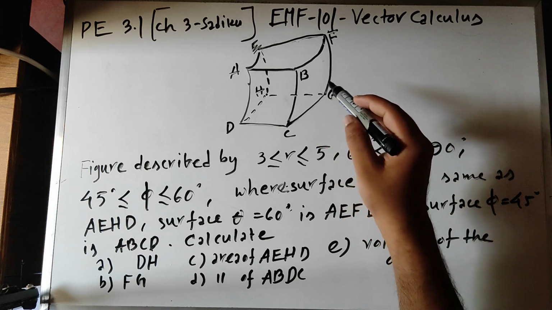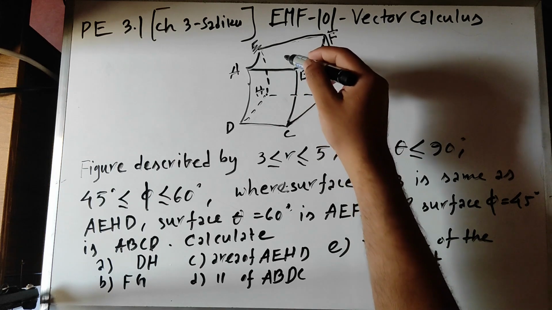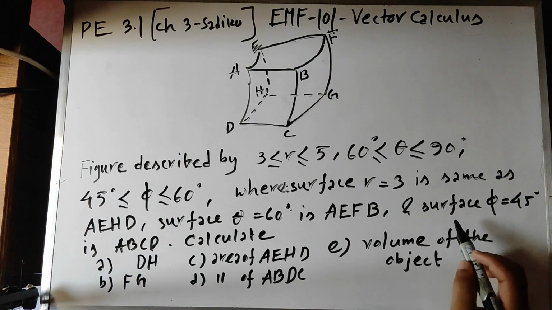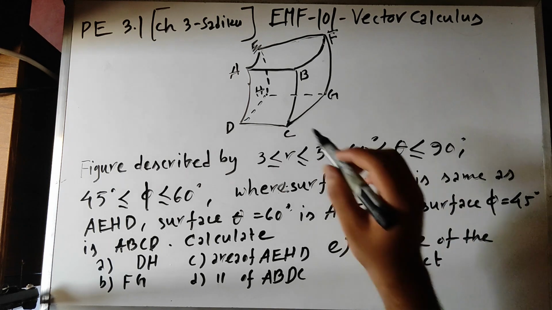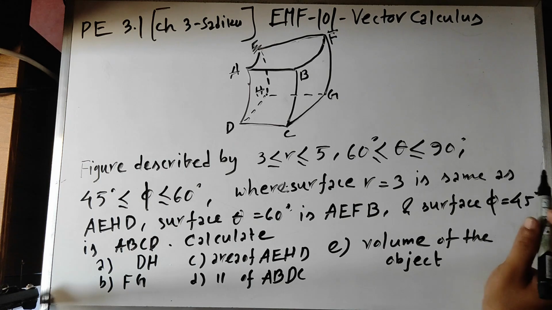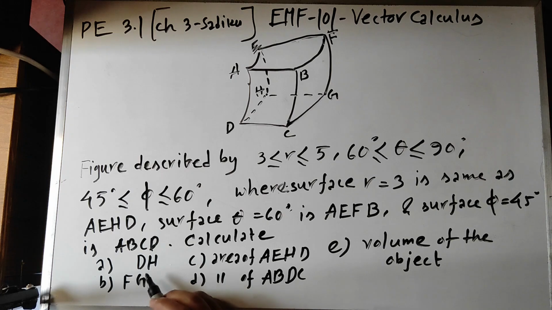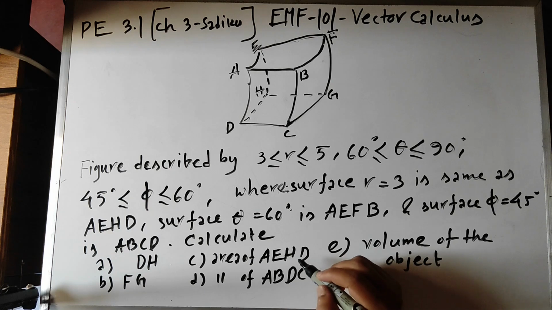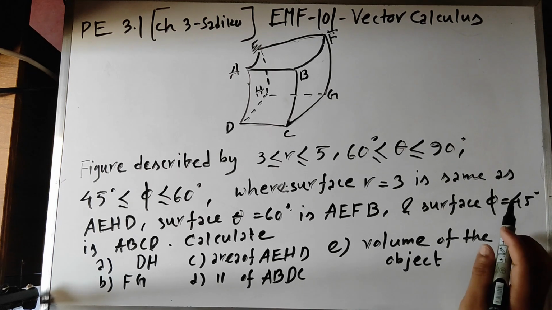AEFB is the surface theta, and surface phi equals 45 is ABCD. We have to calculate the length of DH, FG, calculate the area AEHD, the area ABDC, and the volume of the object.